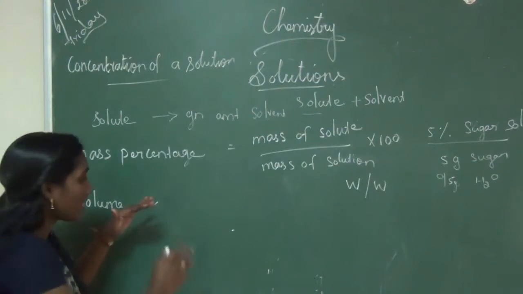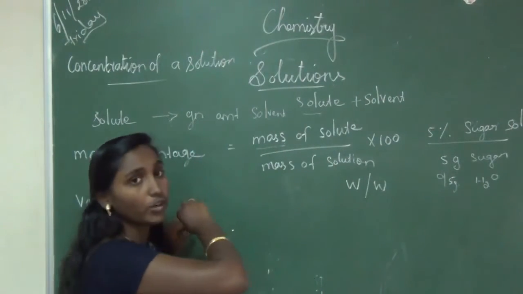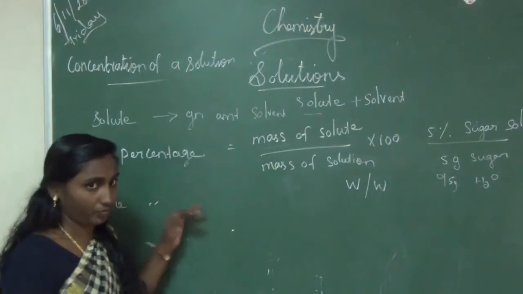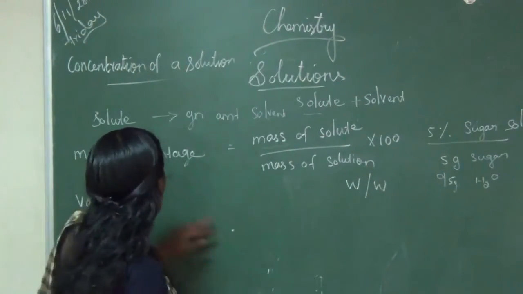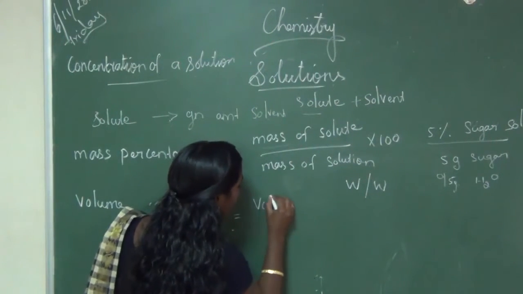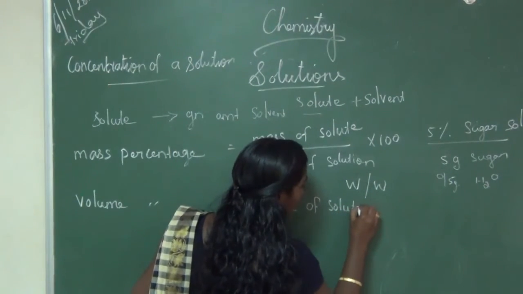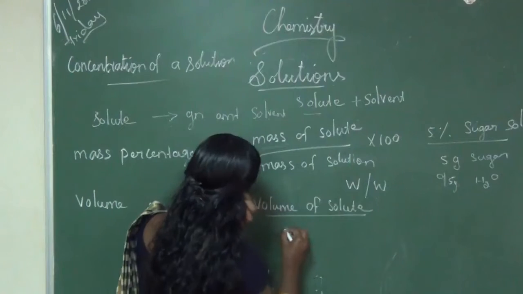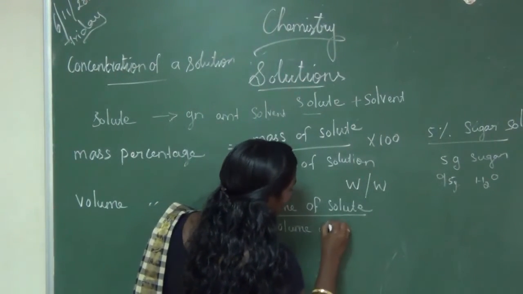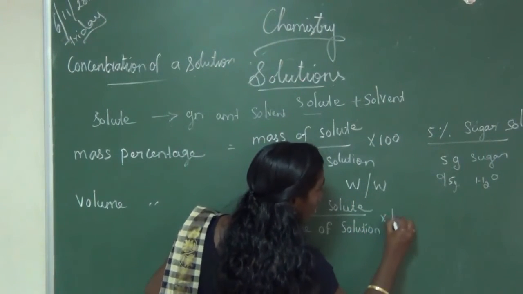Then next we are going to study volume percentage. Same as mass percentage only; instead of mass we are going to use the word volume. Okay. So mostly for liquid solutions we should take volume, right? So volume percentage is equal to, first we write the formula, volume of solute divided by volume of solution into 100.